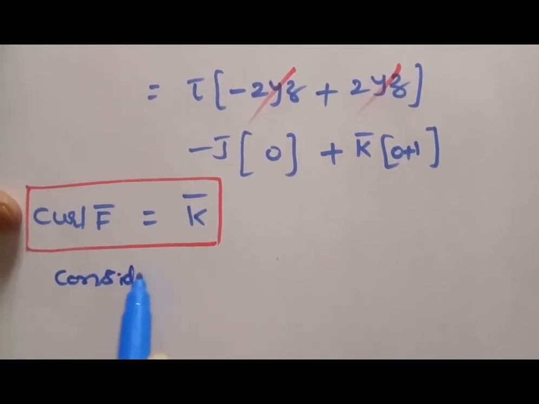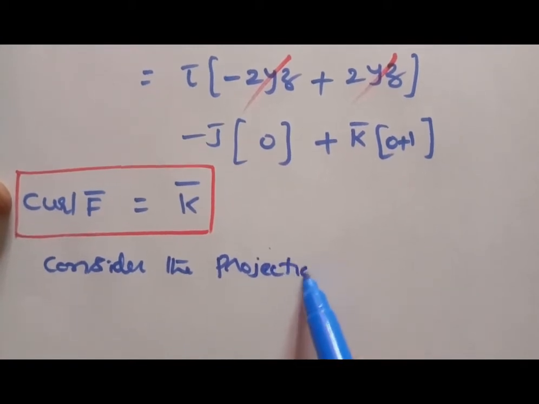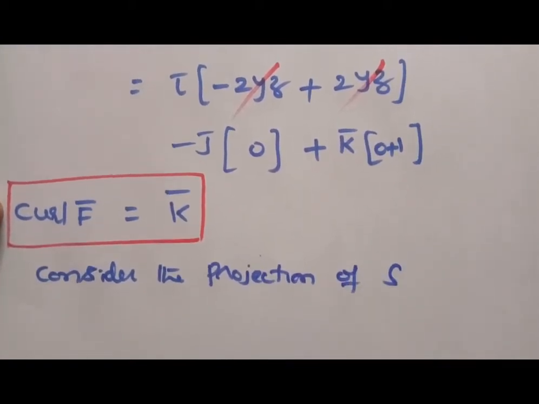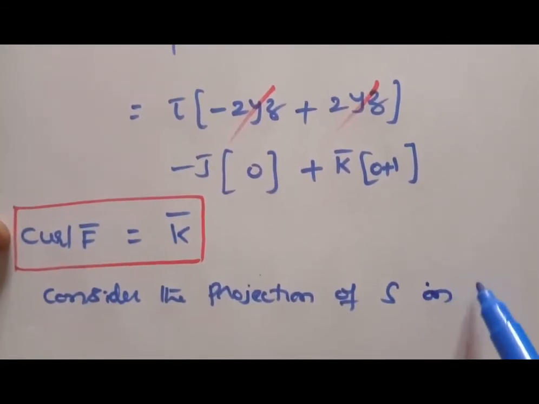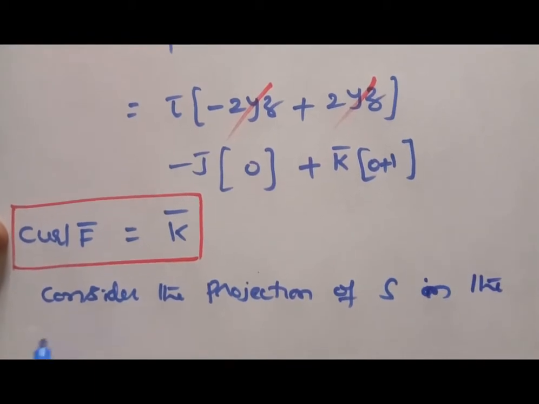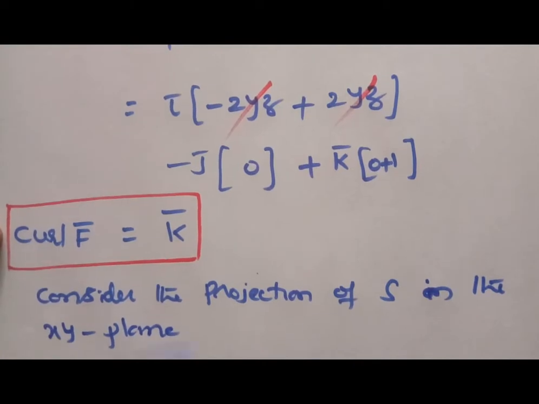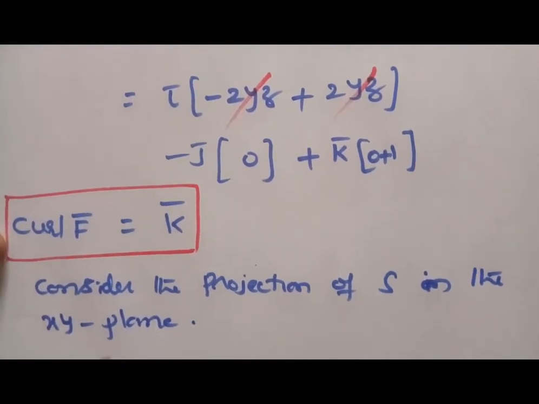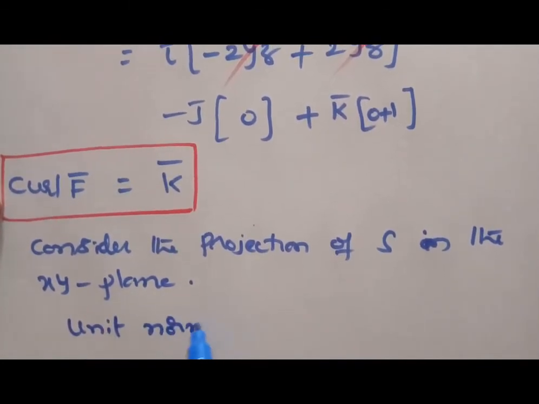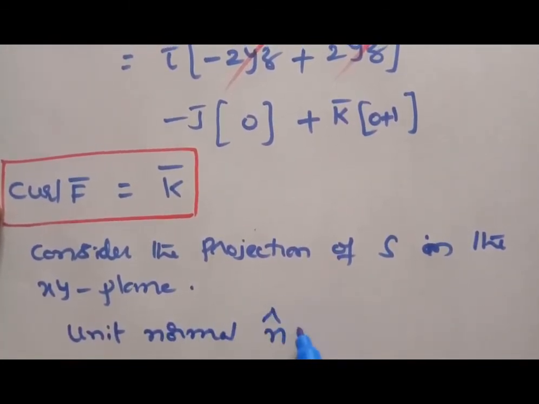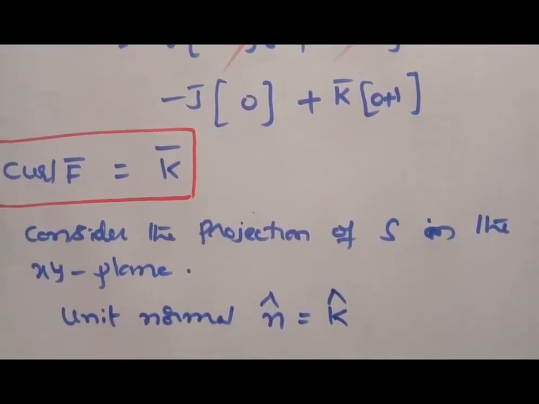Consider the projection of S, that is the upper half of the sphere, in the xy plane. Therefore n cap is equal to the unit normal. The z axis is the perpendicular to the xy plane, so n cap is equal to k cap.